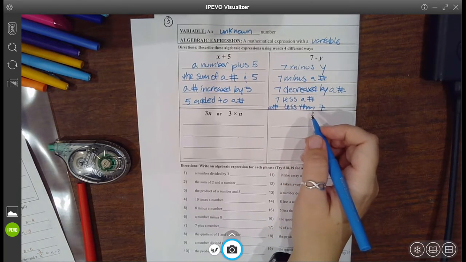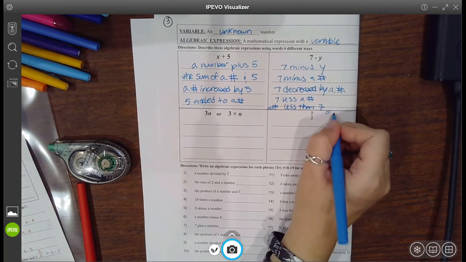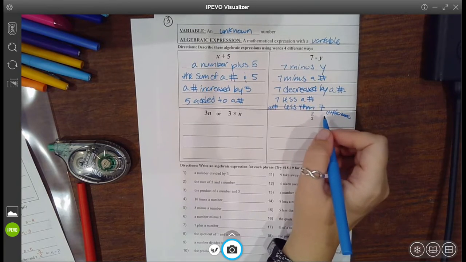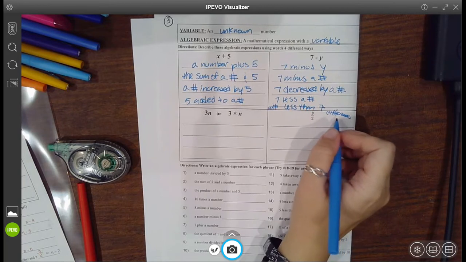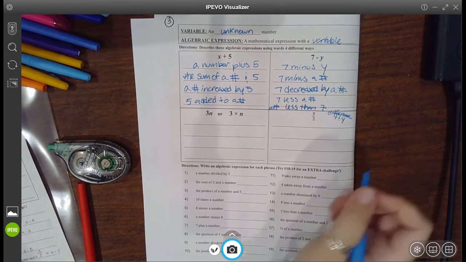Okay, difference comes up a lot. If I use the word difference, would it be the difference of 7 and y or the difference of y and 7? It would be the difference of 7 and y. Okay, I think we've done enough of those.